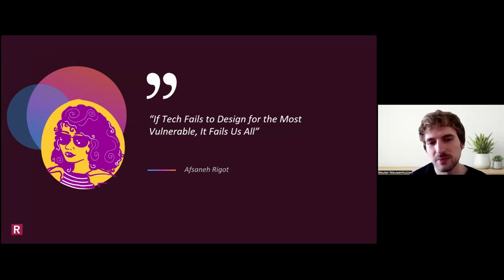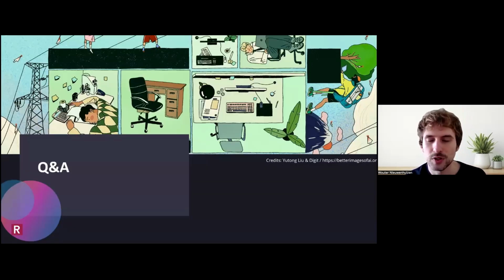It's not seeing people as edge cases or collateral damage, but centering their needs, because otherwise technology does fail us all. So I hope I shed a little bit of light on how we use design research in this project to reimagine and improve online environments. But I'm really curious to dive into the discussion and discuss with each other this method and how it could maybe also work in your institutions.